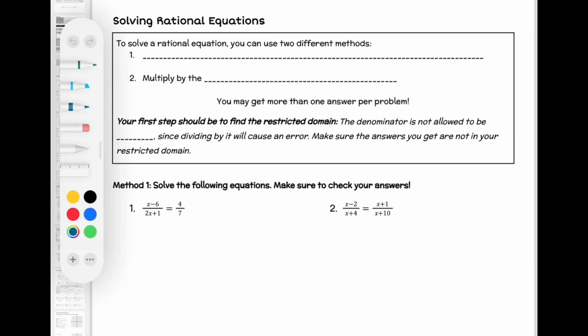All right, so today's lesson is about solving rational equations. To solve a rational equation, you can use two different methods. One of the methods is cross multiplying, which is one that we've used before in this class and in Algebra 2 or Algebra 1 and Geometry. And then the other method is multiplying by the least common denominator.